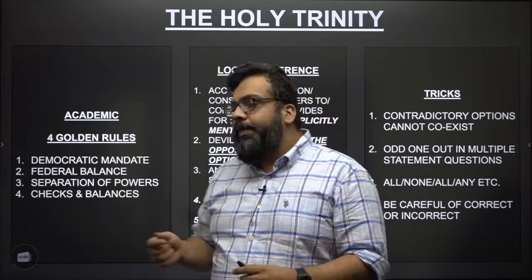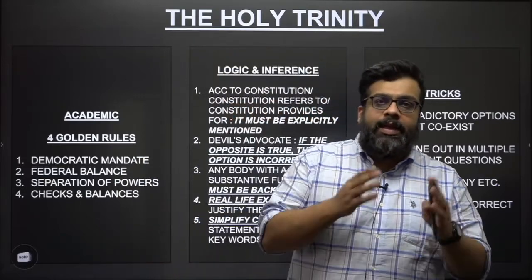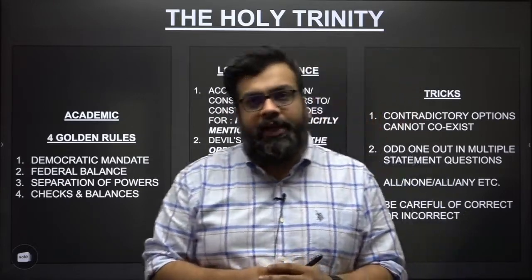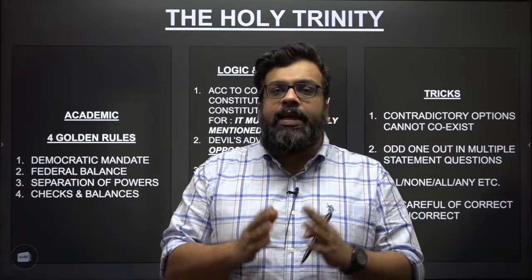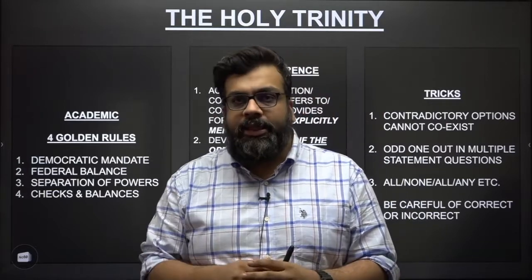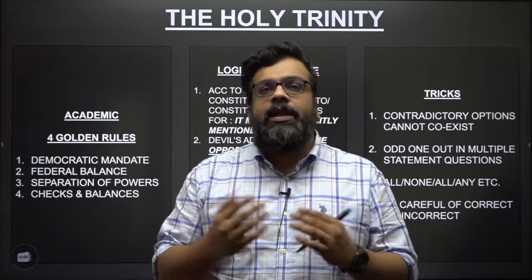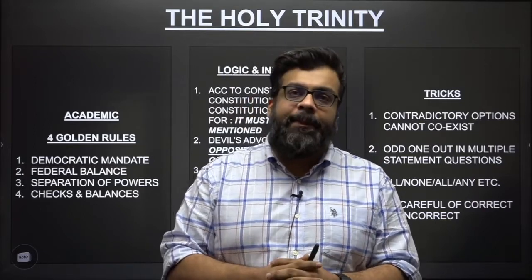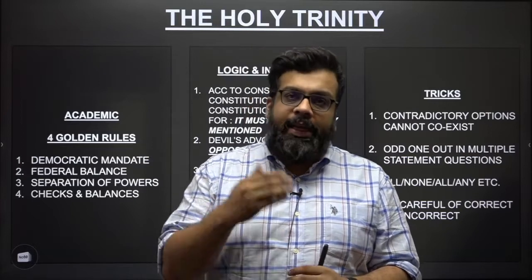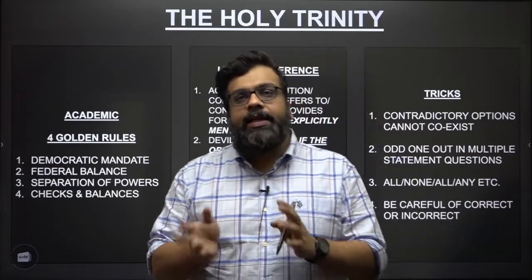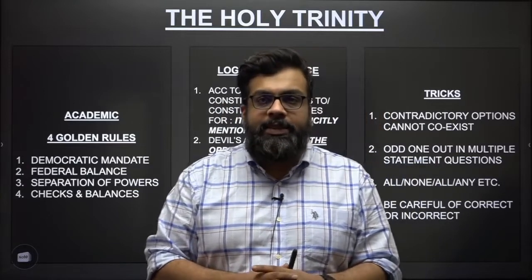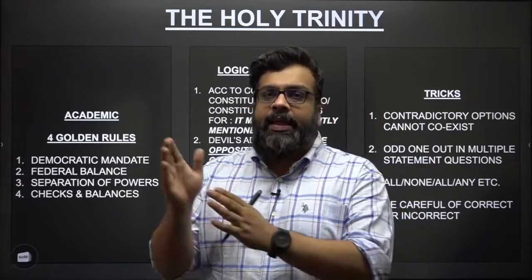Third, separation of powers. The legislature, the executive, and the judiciary are three primary branches of the government, and they have to be kept as away from each other as possible within the realms of parliamentary democracy for their efficient functioning. This means two things: inter-separation of powers and intra-separation of powers. Inter-separation of powers means between L, E, and J.